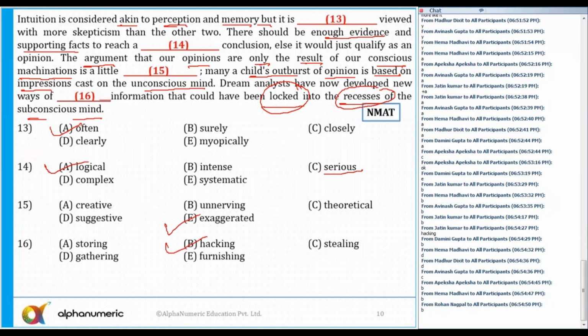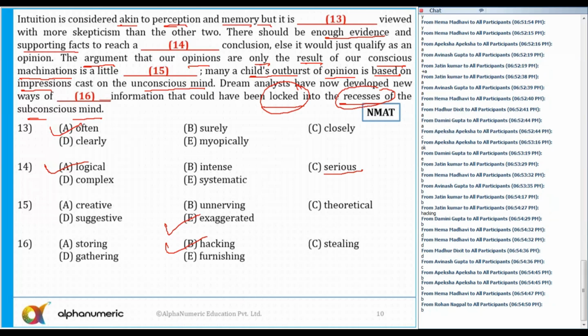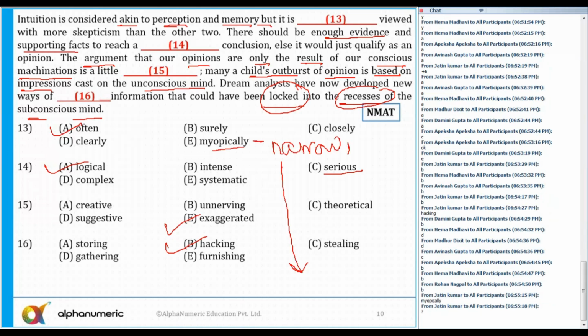13, 14, 15, and 16. Please take a look. Myopically means narrowly, narrow, short term. If you're being myopic, you are looking at things from a short term angle.